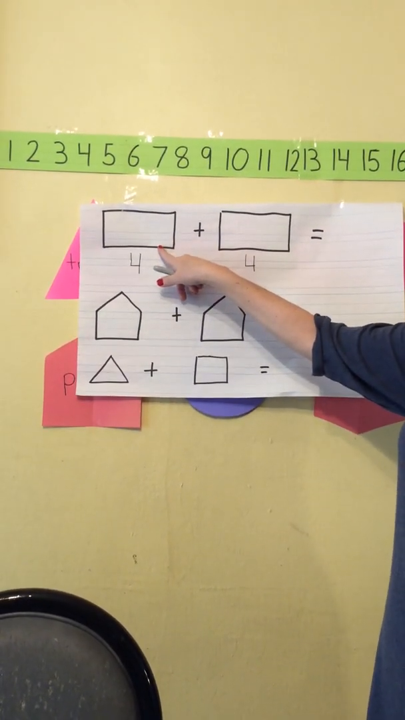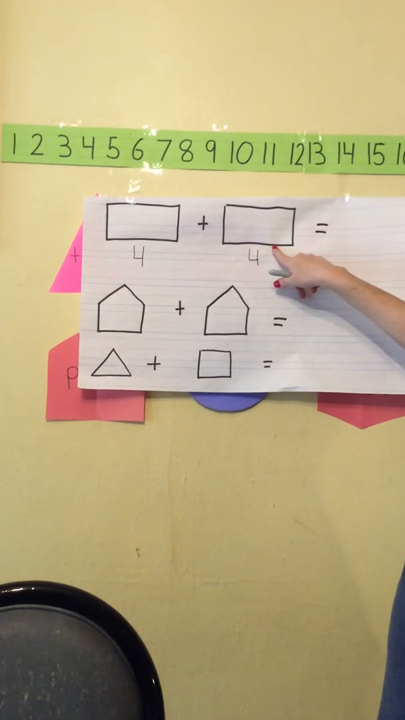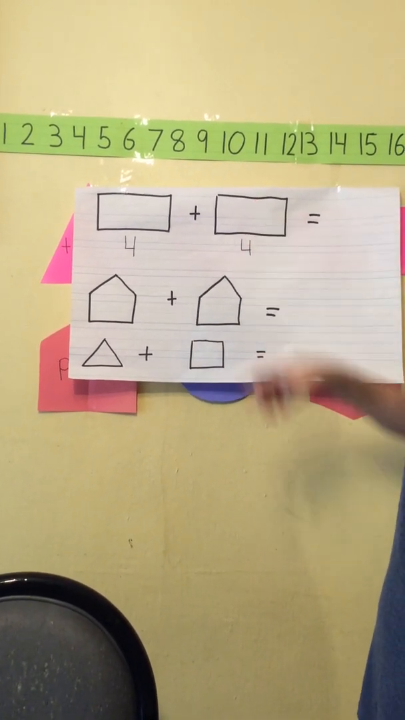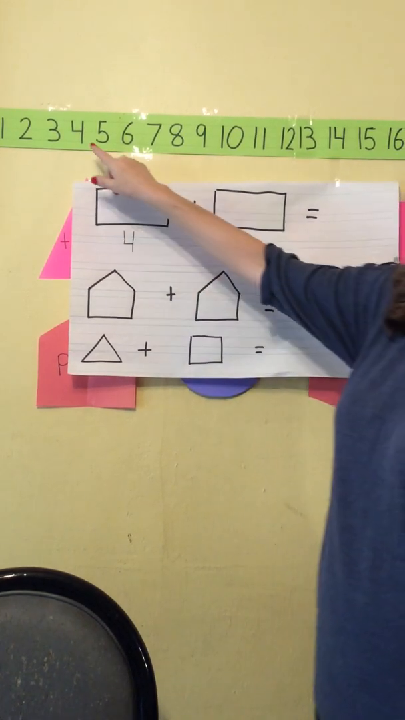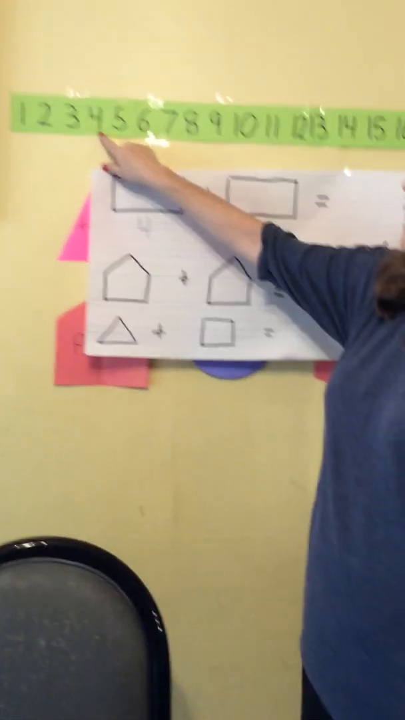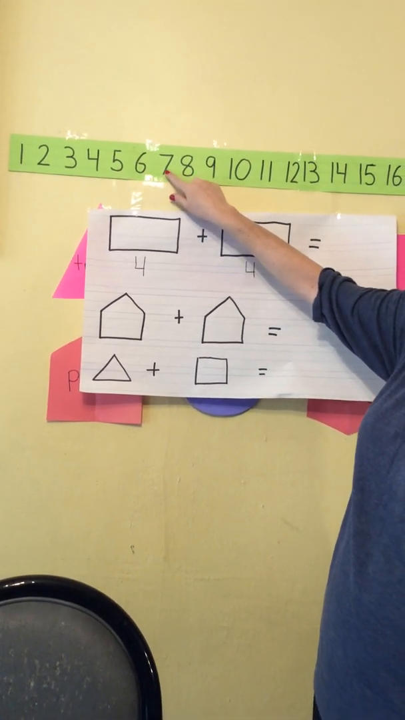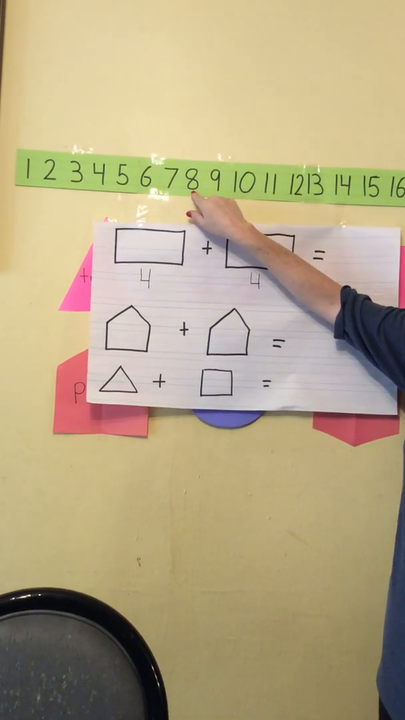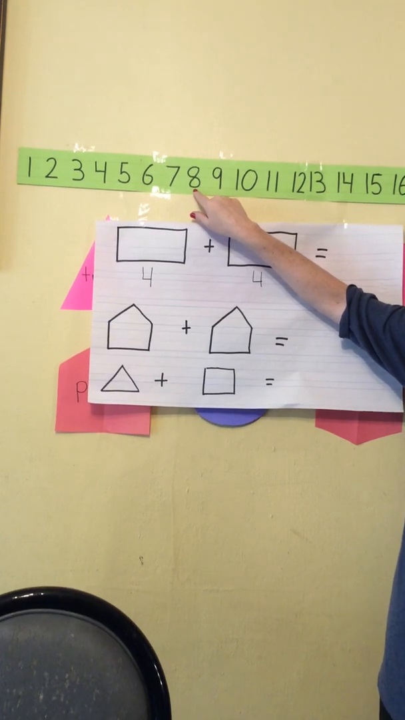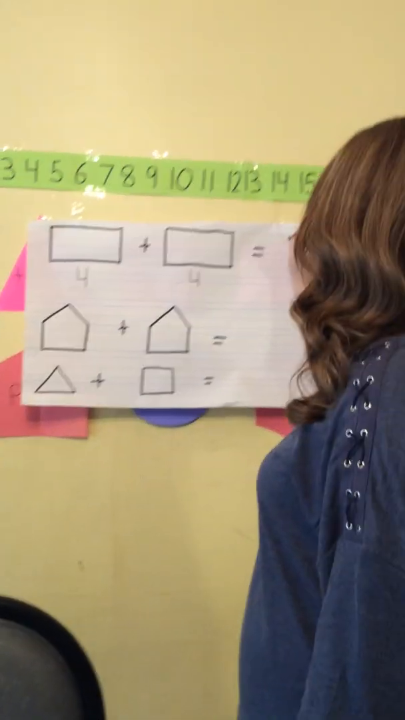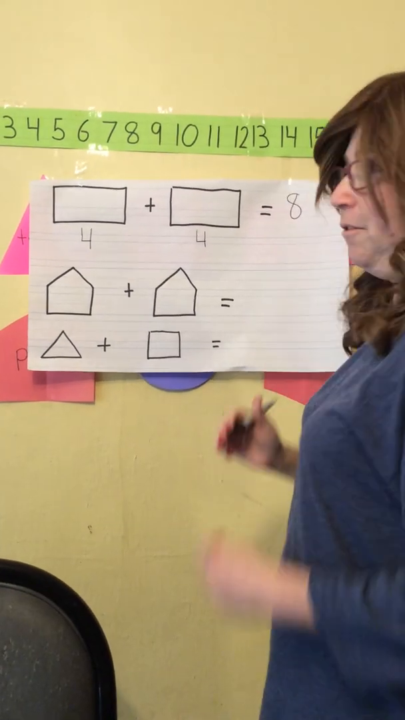4 sides to this rectangle. So if I have 4 sides here and 4 sides here, we're going to use the number line to figure out how many sides we have all together. So here's 4, and I'm going to count 4 more. 1, 2, 3, 4, and I land on the number 8. All together, we have 8 sides over here.